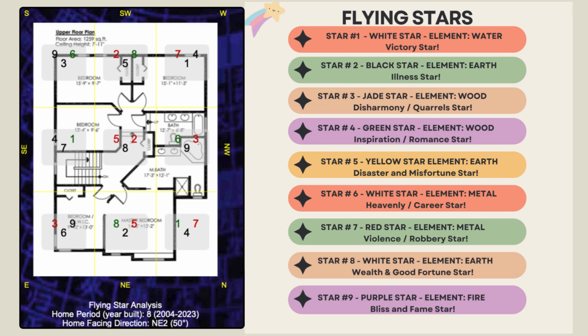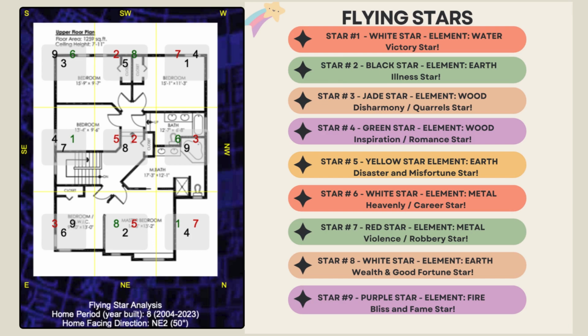Star number 5. This is one of the most dreaded stars within Feng Shui, along with star number 2, as that's also an illness star. But number 5 is an earth element, and the star represents a significant misfortune and disaster. Definitely a star you want to remedy within your home. But there are also exceptions to that. Star number 6. White star is element of metal, and this is your heavenly star, your career travel star.